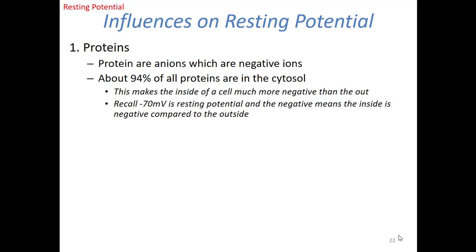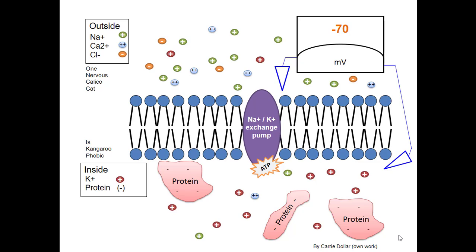contribute to this. So in this picture here, we can see a cell membrane, a phospholipid bilayer with proteins embedded in it. We're going to call the upper part extracellular and the lower part intracellular. Notice that we have a voltmeter measuring the difference in the voltage between the inside and the outside. And the difference is being measured at -70 millivolts.